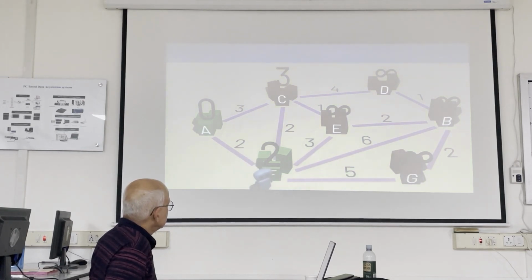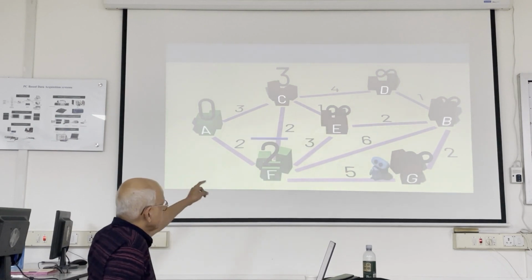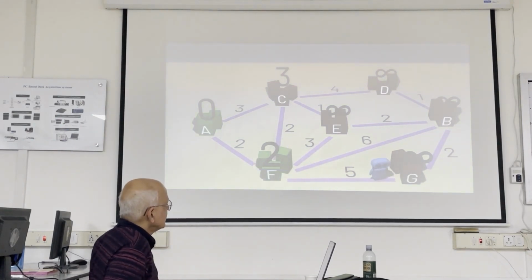And now, the 2-part process of Dijkstra's algorithm repeats. We first update our estimates by looking at the towns connected to town F. It takes 5 minutes to get from town F to town G. So if we can get to town F in 2 minutes, then we can get to town G in 7 minutes. 5 plus 2. The sum of those 2 values. Likewise, we can get to town B in 8 minutes, and we can get to town E in 5 minutes.